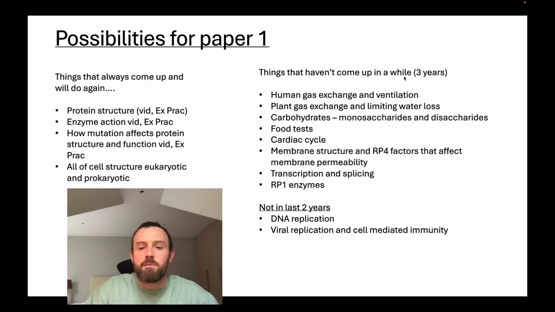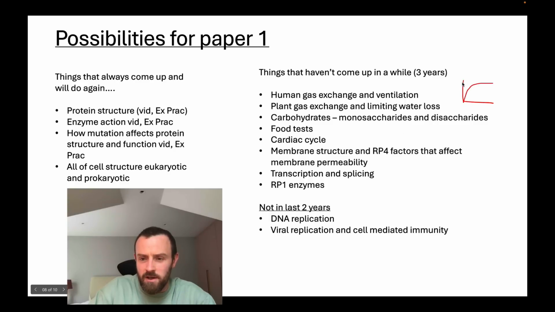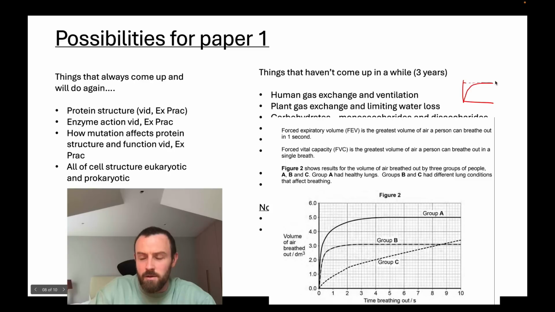Right, things that haven't come up in a while. Human gas exchange and ventilation. Top prediction. Got to know that absolutely like the back of your hand. And also stuff to do with FEV1. So this kind of graph where you're looking at that, and that's like the total lung volume, and FEV1 is how much you would exhale in 1 second, and then whether it's this sort of thing or this sort of thing, like the difference between obstructive and restrictive lung diseases.